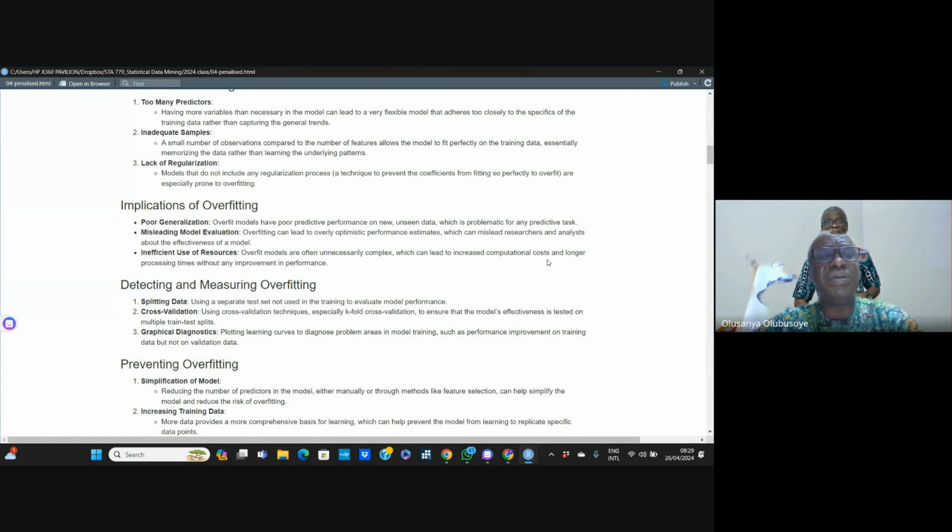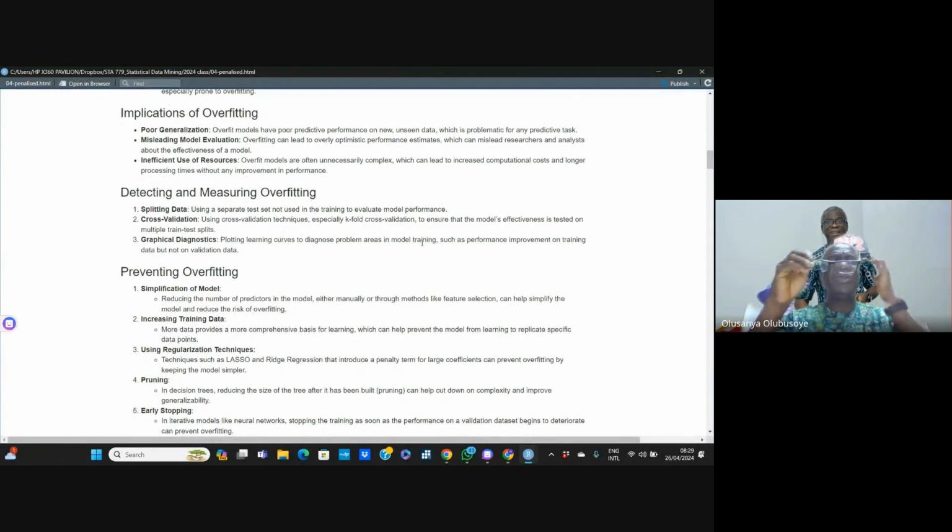So when we talk about inefficient use of resources, we look at the computational cost and the computational time. Those two determine the efficiency or inefficiency of a model. Complex models will require more computational time and increase the computational cost.